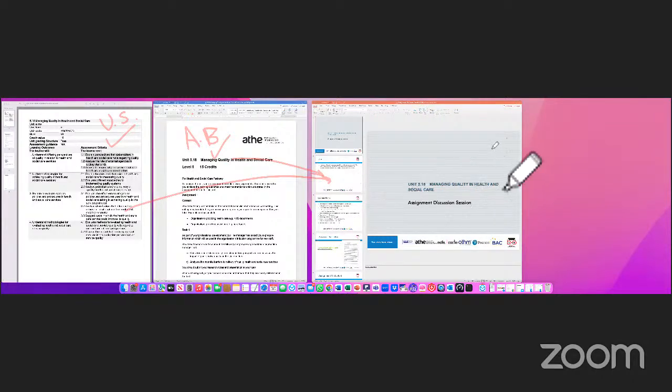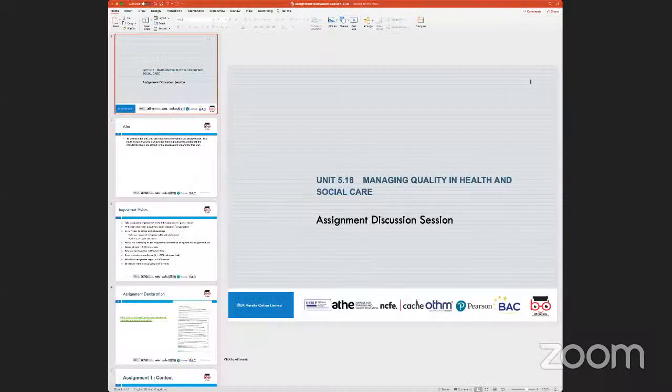So in order to make sure that you're able to see a big enough screen, what I'm going to do is now just share the PowerPoint presentation so that we can use this to discuss how to collate the assignment.